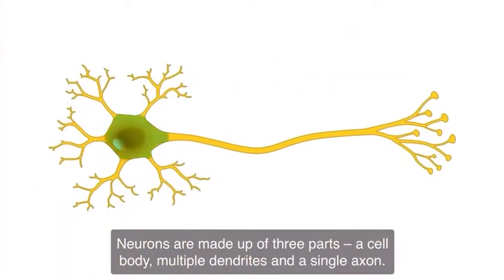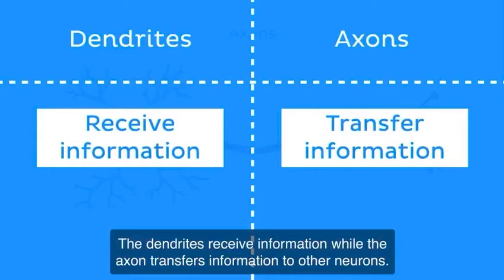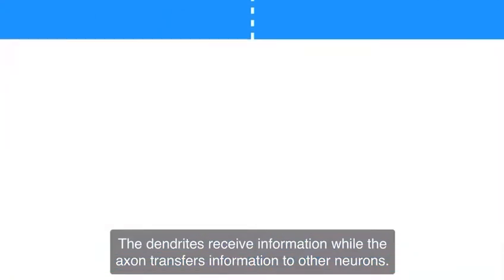Neurons are made up of three parts: a cell body, multiple dendrites, and a single axon. The dendrites receive information, while the axon transfers information to other neurons. Let's start with the cell body.